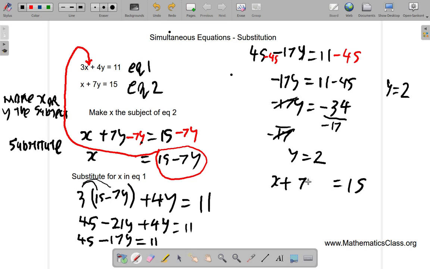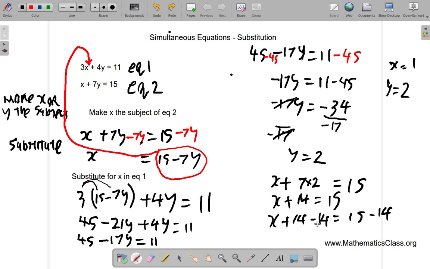7y is 7 times y. So, it's going to be 7 times 2 here. 7 twos is 14. So, x plus 14 will give you 15. What plus 14 gives you 15? 1. So x is 1. Or you could also say x plus 14 equals 15, minus 14 from both sides. 14 minus 14 is 0, so x is equal to 15 minus 14, which is 1. Alright, so x is equal to 1.